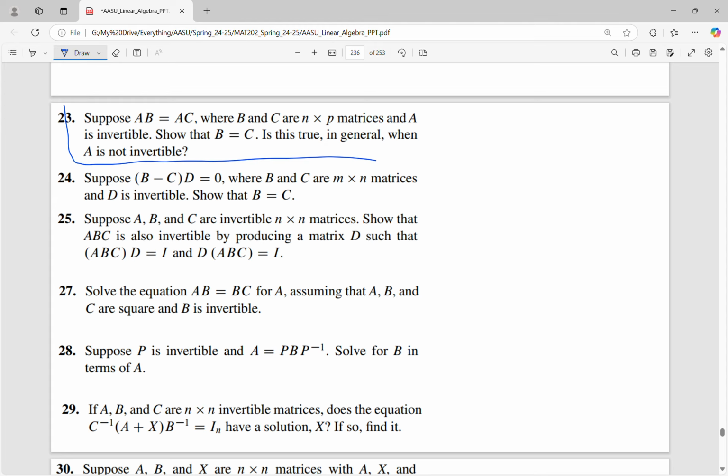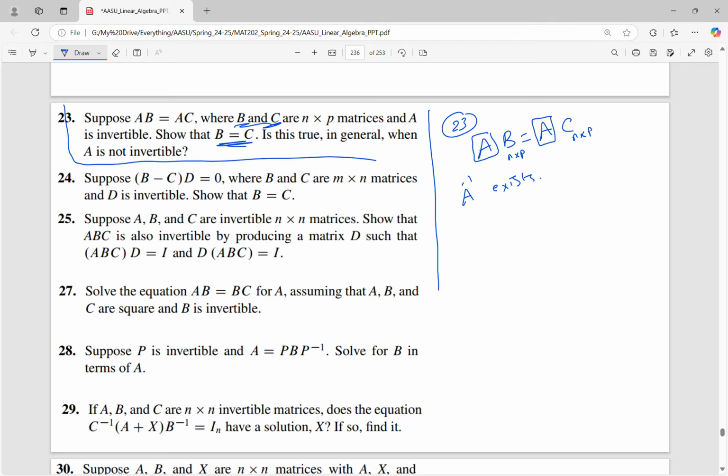We have three matrices, A, B, C. I have AB equals AC. B and C are n by p. So C is n by p, B is n by p. And A is invertible, so A is a square matrix that's invertible. A inverse exists. Now the question says, show that B equals C.